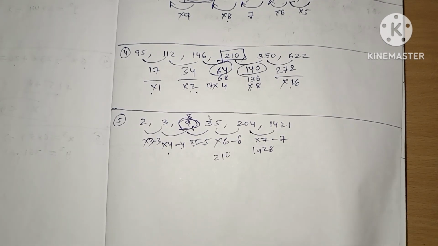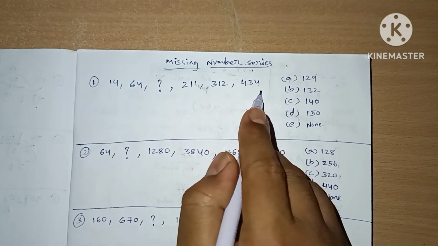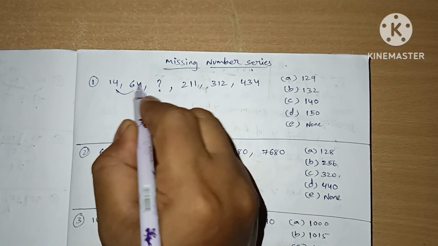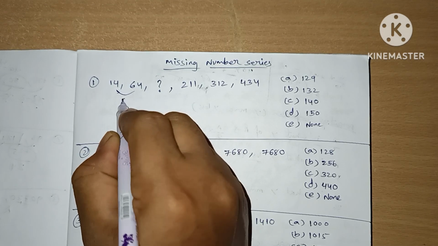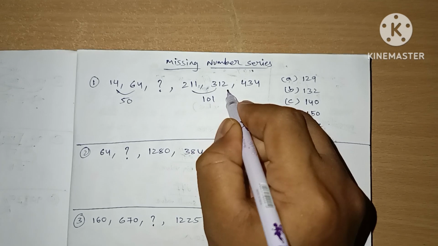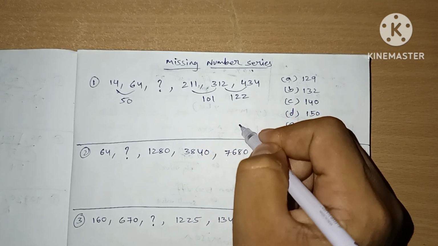Next question. Next we are going to see missing number series. Here there is no big differences, so we'll go with the differences here. Here the difference is 50. Here the difference is 101. Here the difference is 122.